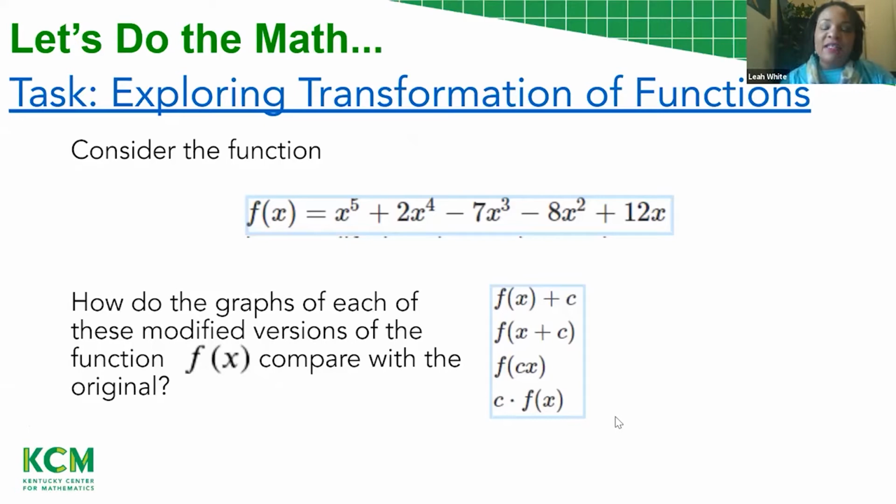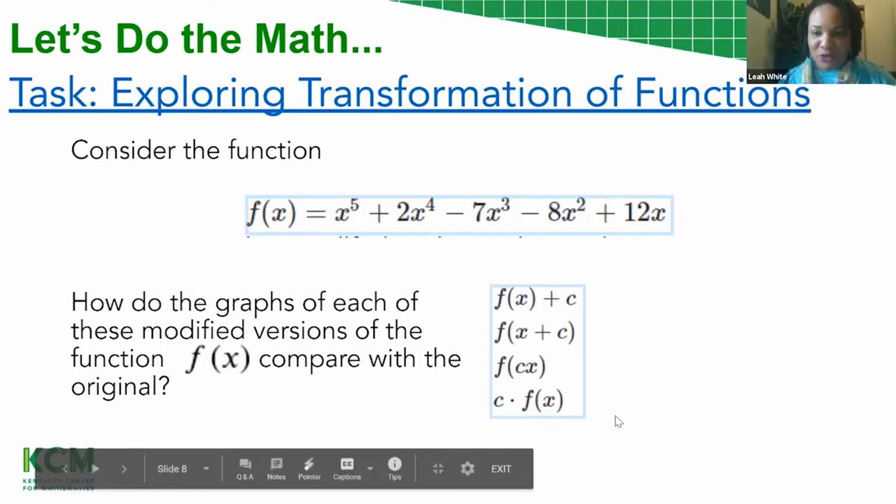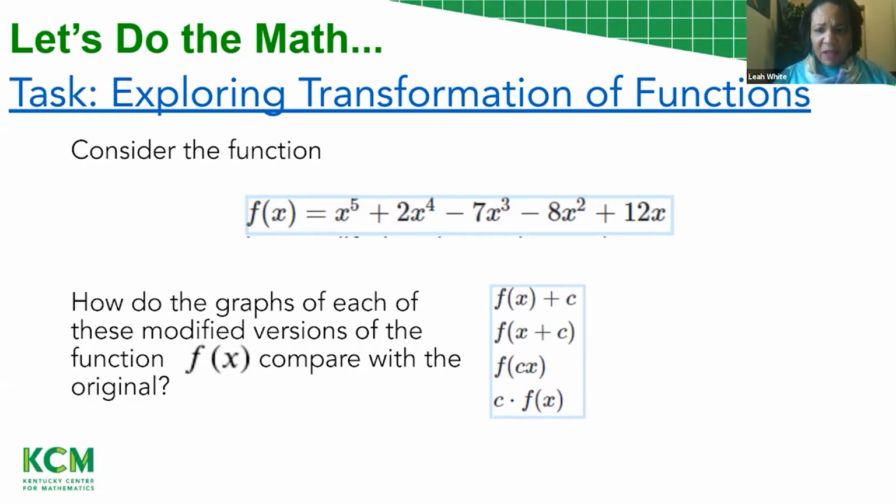So here's our task. I actually did not create this task. I got this task from a wonderful article, which you can get if you go to our website. I've uploaded that as something you can download. It was in a Mathematics Teacher article, and they basically talked about using generalizations to develop conceptual understanding. So we'll be looking at that with this task.